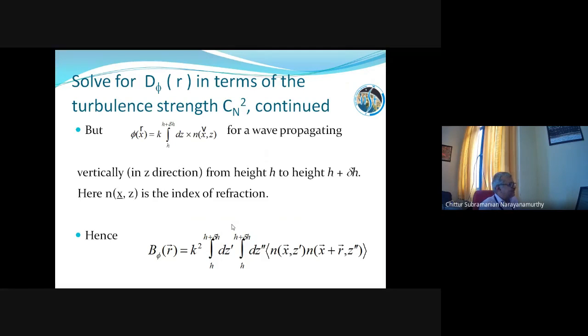And B phi is given using h into delta z, where n is the refractive index for a wave propagating vertically in the z direction, h plus delta is the height, and n is the refractive index for fluctuation of the medium. And here it is a turbulent medium. So B phi can be measured. If you know the refractive index values, you can measure it in this form at two different positions.